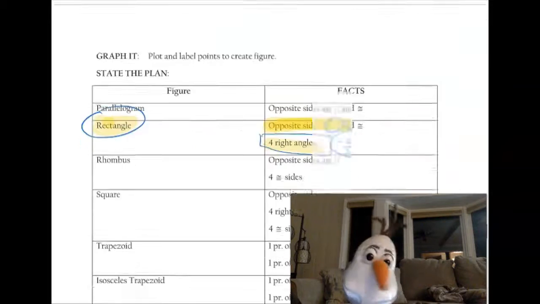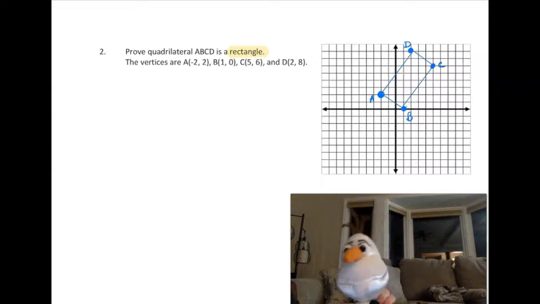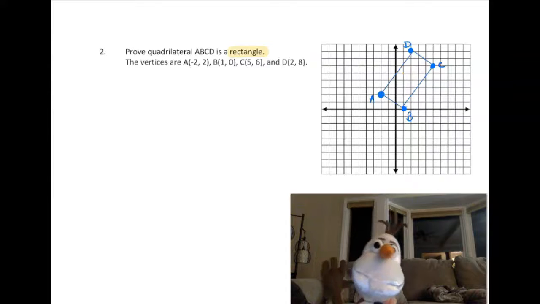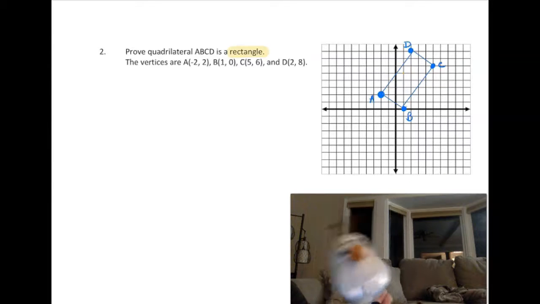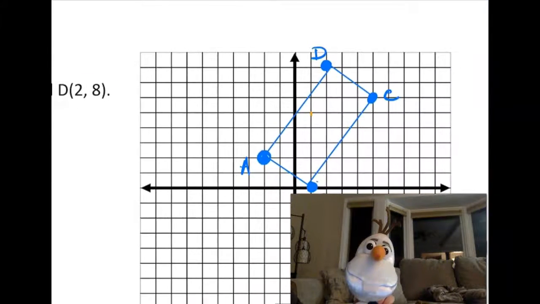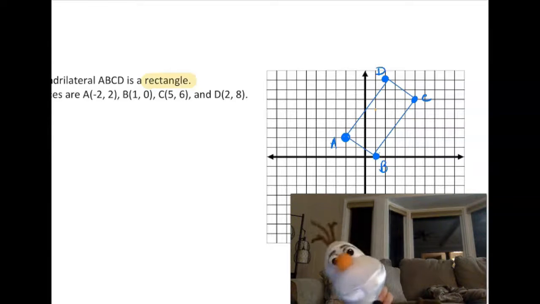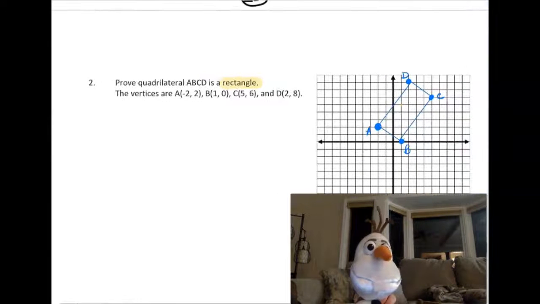Okay, so let's go back here to number 2, and you may already have it plotted from last week. If you don't, go ahead and go up there to the top and plot it. I'll give you a second to do that. It's at (-2, 2), (1, 0), (5, 6), and (2, 8). And it should look like that. Using a straight edge, it should look like a rectangle. But you have to prove it's a rectangle. You can't just say it looks like one.